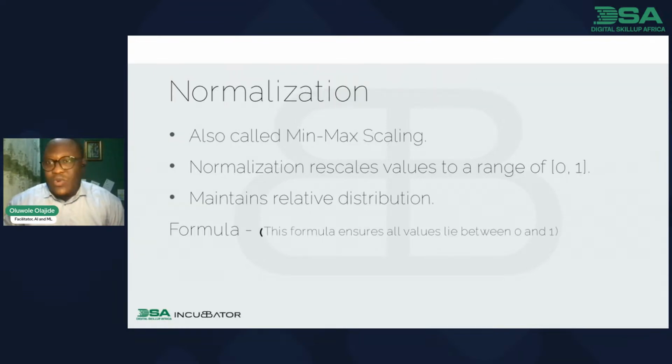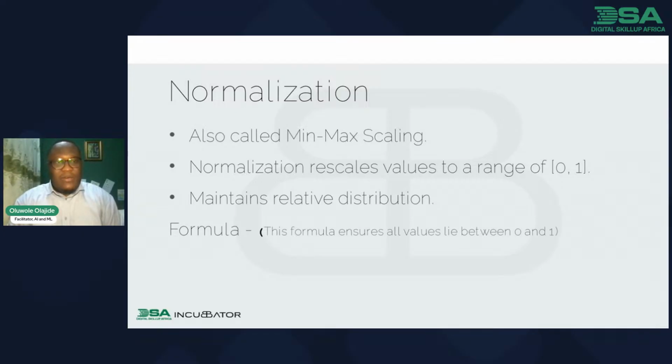So we'll be looking at these two concepts, as I said earlier on: standardization and normalization. Normalization is called min-max scaling. The formula looks at the minimum value and the maximum value. It rescales the values of your feature to a range of 0 to 1, thereby maintaining your relative distribution.